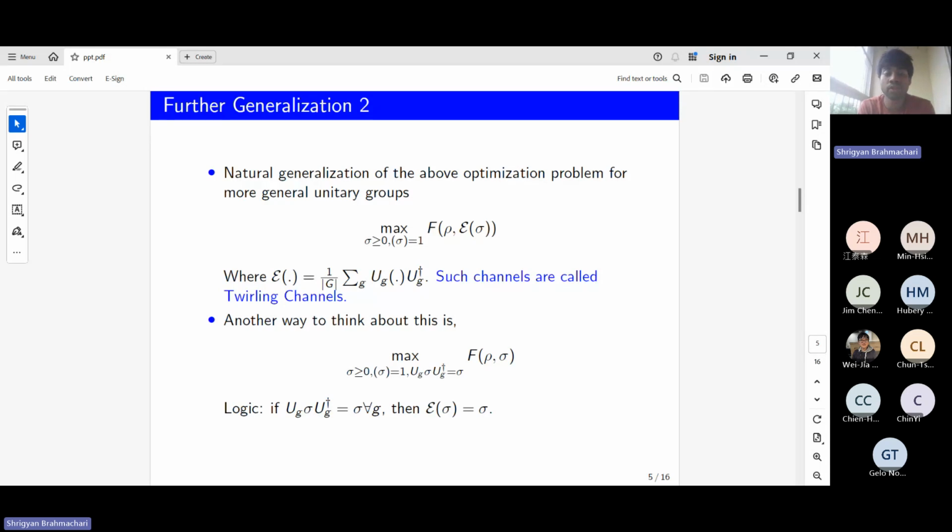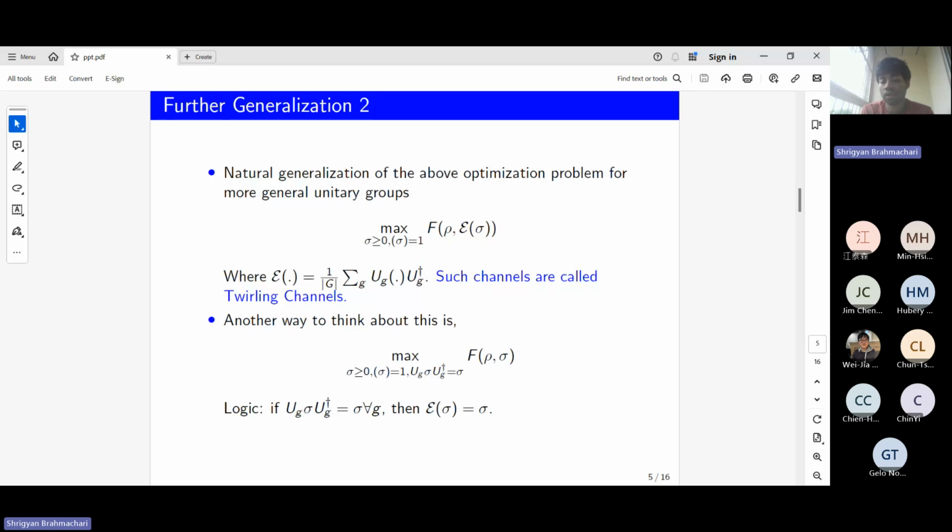So this is what I was saying. So the natural generalization now is the following problem where you want to maximize the fidelity. You want to find a quantum state which has maximum fidelity with rho, except that you twirl the state first, right? So that's one problem.